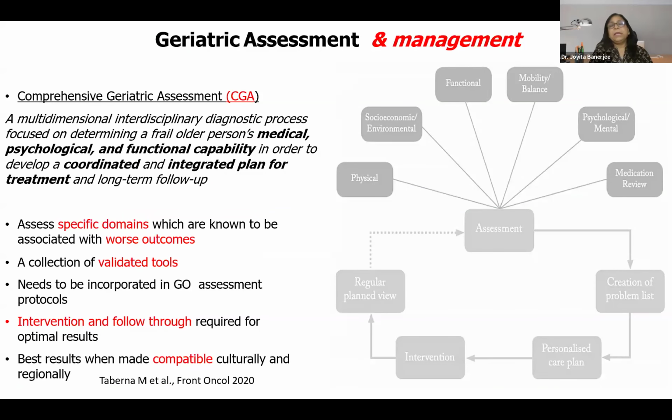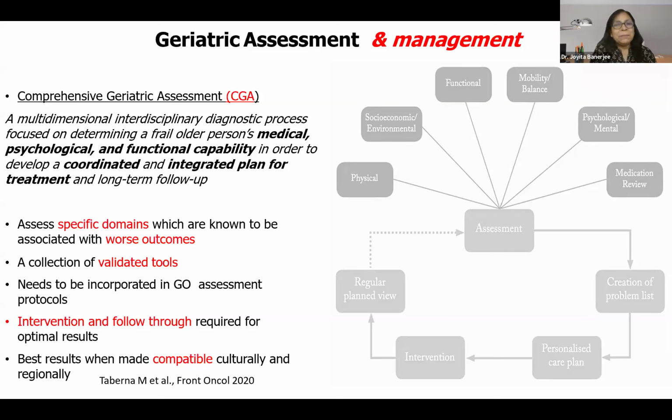So here we start with the geriatric assessment and management. The holy grail, or the cornerstone, of geriatric medicine is the geriatric assessment, or the comprehensive geriatric assessment, which is a multidimensional interdisciplinary diagnostic process focused on determining a frail older person's medical, psychological, and functional capability in order to develop a coordinated and integrated plan for treatment and long-term follow-up.